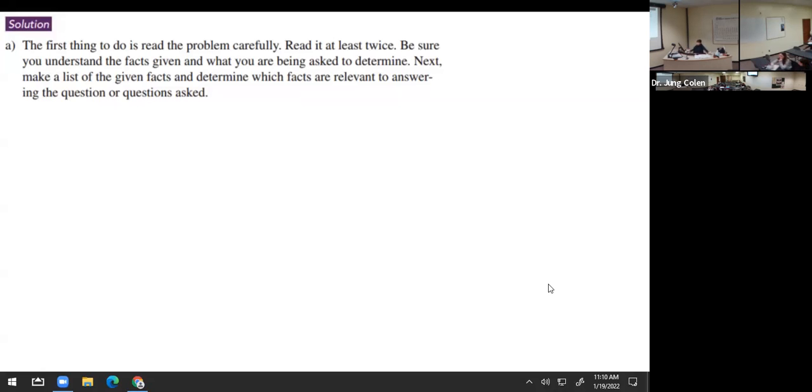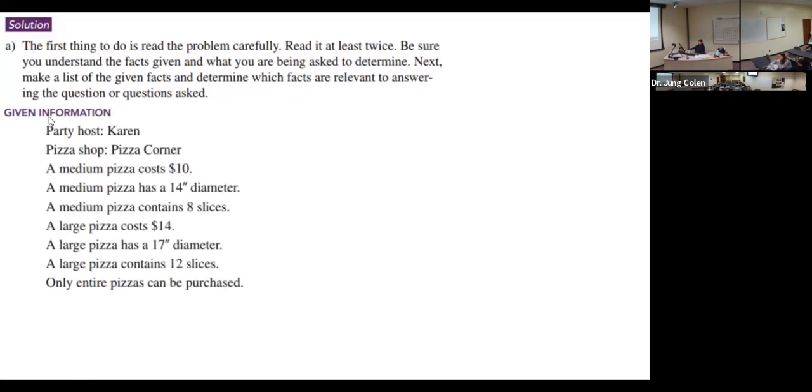Okay, let me guide you a little bit. The first thing that you need to do is read the question carefully. You already did, right? You did at least twice. Make sure you understand what givens you can use. Then you can list them like this. These are the given information.